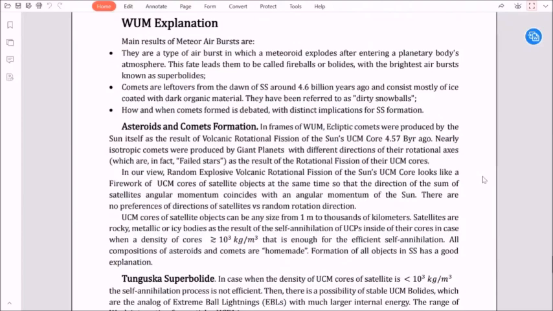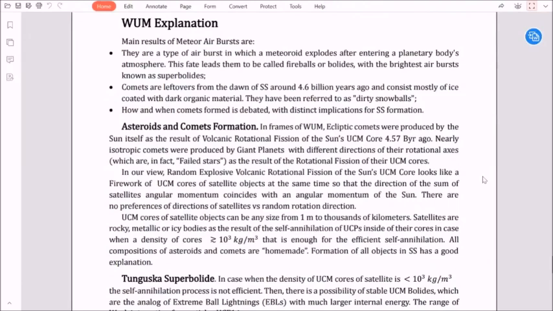Asteroids and comets formation. In the framework of WUM, ecliptic comets were produced by the Sun itself as the result of volcanic rotational fission of the Sun's UC matter core 4.57 billion years ago. Nearly isotropic comets were produced by giant planets with different directions of their rotational axis, which are in fact failed stars, as the result of the rotational fission of their UC matter cores.